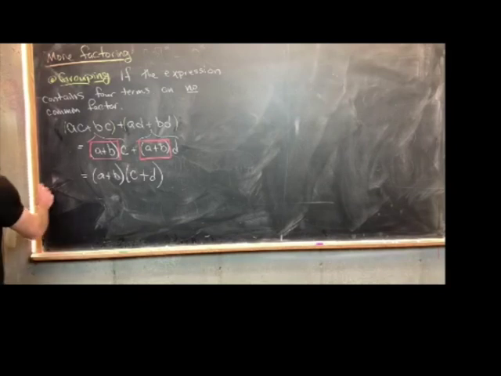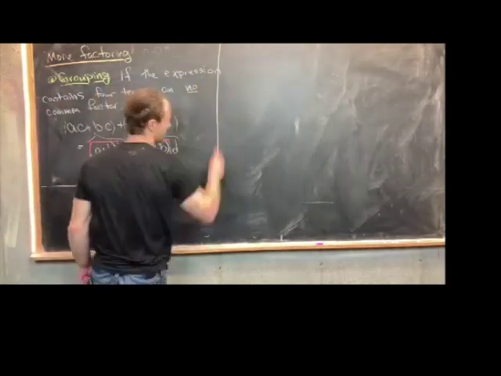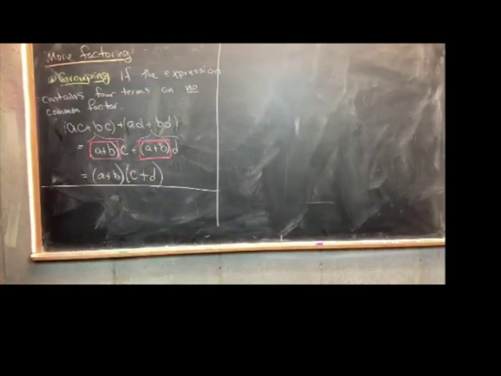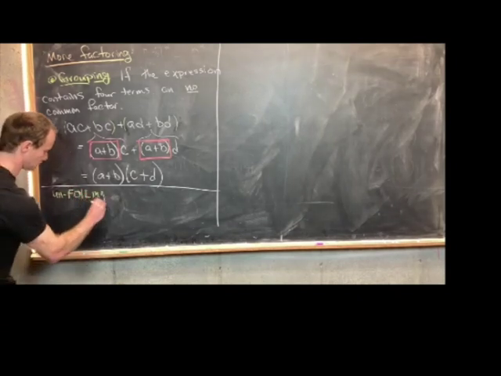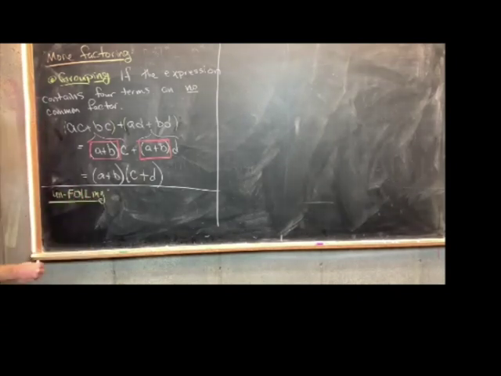Much more commonly will be unfoiling. In other words, you start with a trinomial, that's a polynomial with 3 terms, and you rip it apart into 2 binomials. So let's write that down. Unfoiling.